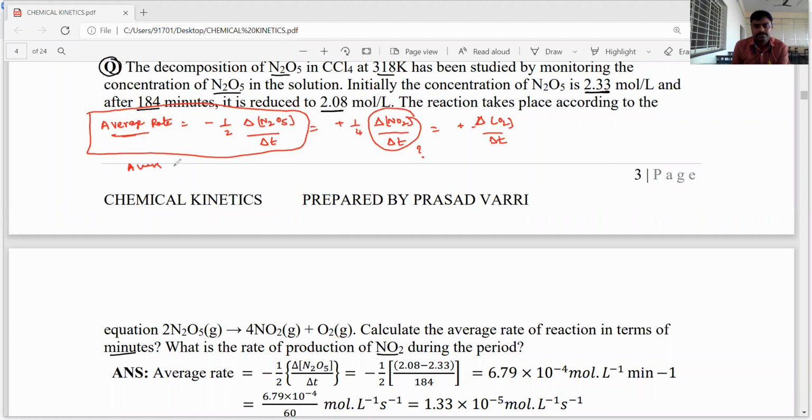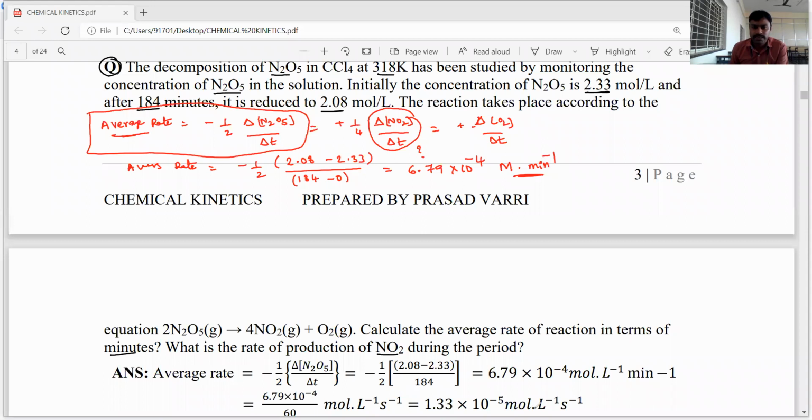So the average rate is equal to minus 1 by 2 delta N2O5, meaning the change in the concentration of N2O5, meaning the final value 2.08 minus the initial 2.33, divided by the time interval delta T, T2 minus T1, 184 minus 0. Okay, dear students, on simplification we will get 6.79 into 10 to the power of minus 4 molar, meaning mole per liter, which is nothing but molar per minute.